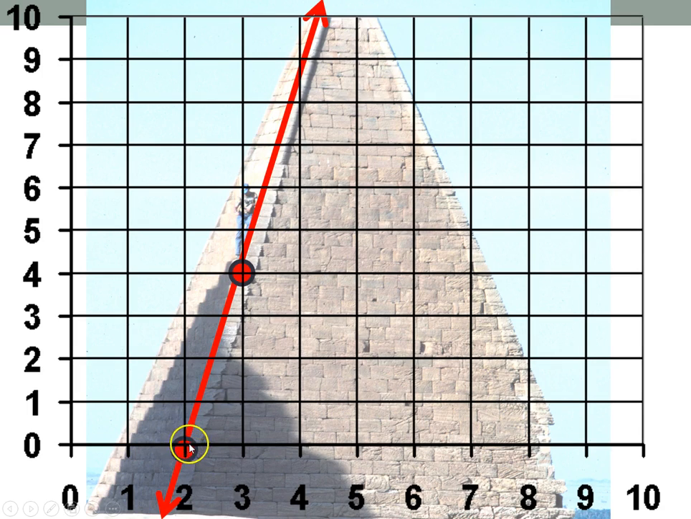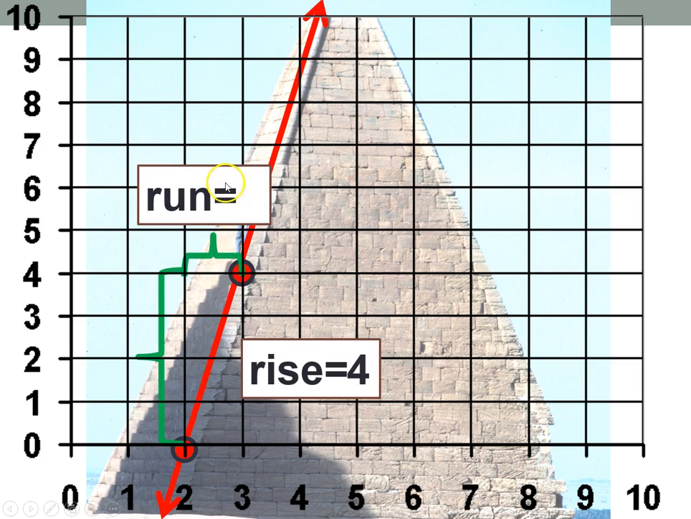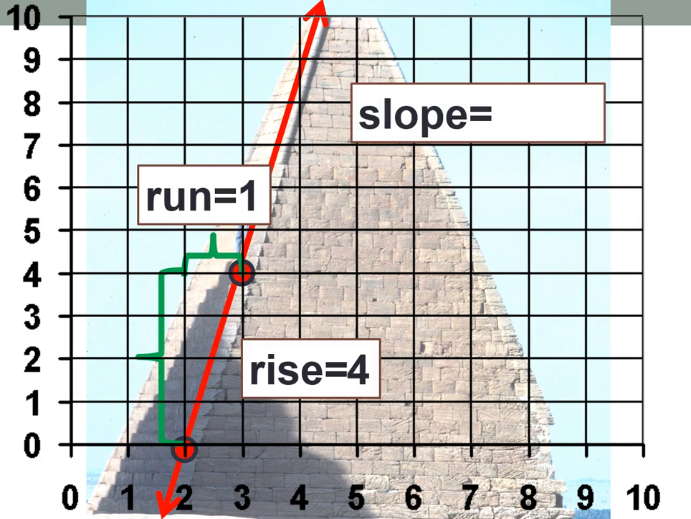So here are 2 points on this line. To figure out the slope, I'm going to go up, or my rise. Up is the same as rise, right? Rise goes up. So my rise is, let's see, 1, 2, 3, 4 spaces. And my run is what we call moving over to the right. My run is 1 space. And as we talked earlier, my slope is rise over run. So 4 over 1, and we could simplify that to just be 4. So my slope of this pyramid is 4.